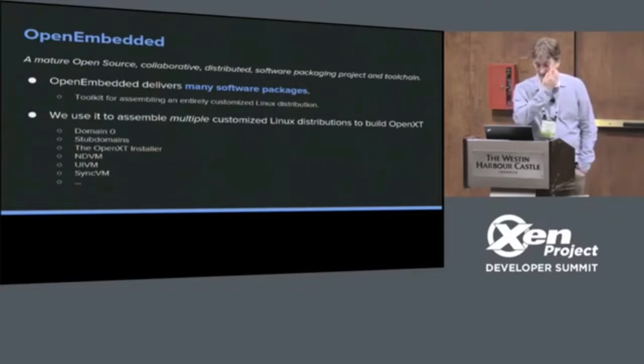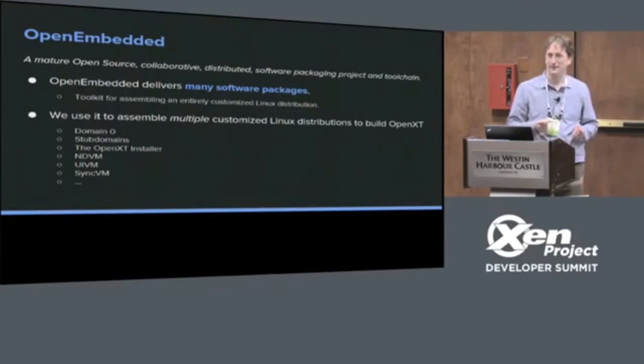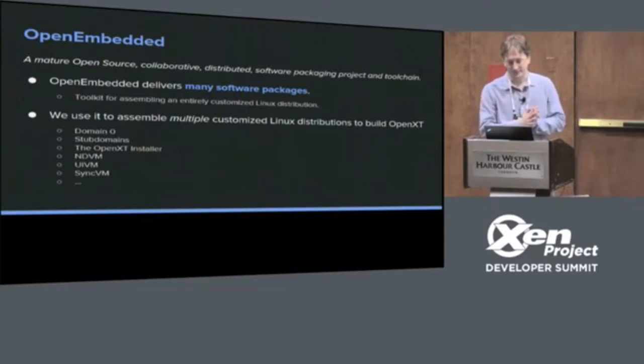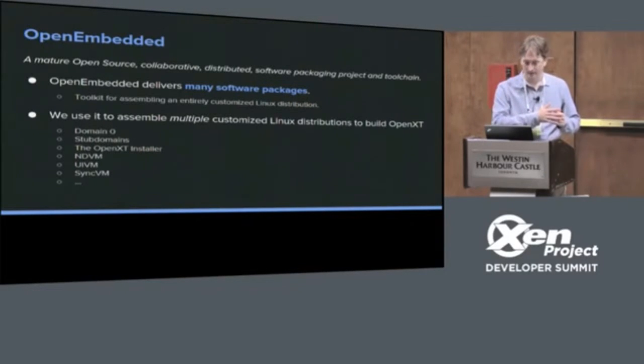So I think the first thing on the list there, an important thing to understand about OpenXT, is that we effectively are a downstream project from OpenEmbedded. OpenEmbedded is this open source distributed software packaging project that provides you with a way to produce a customized Linux distribution. So they allow you to, through your configuration, assemble all of the software packages that you need and build yourself a distro.